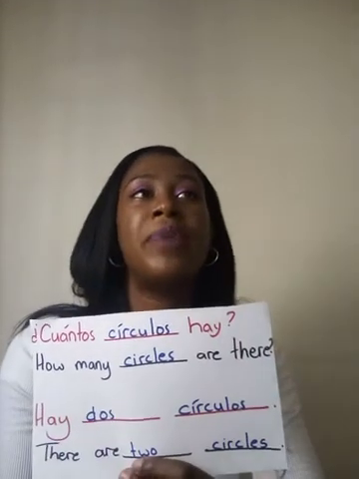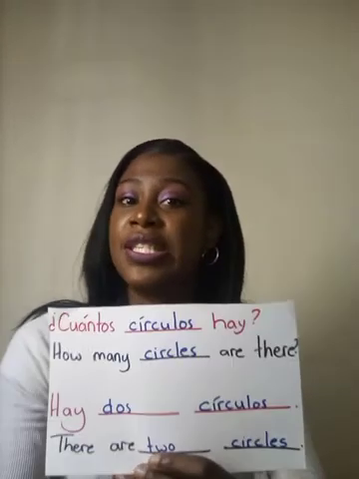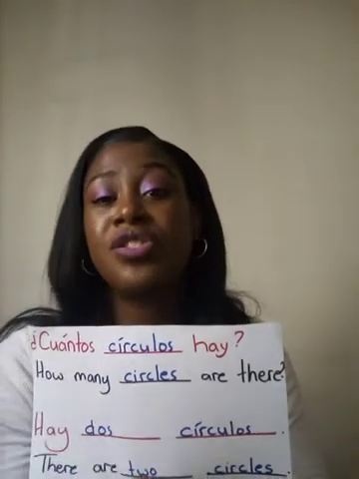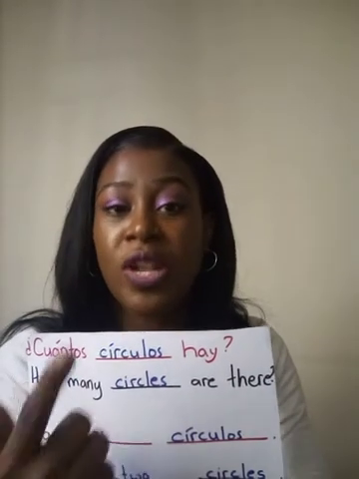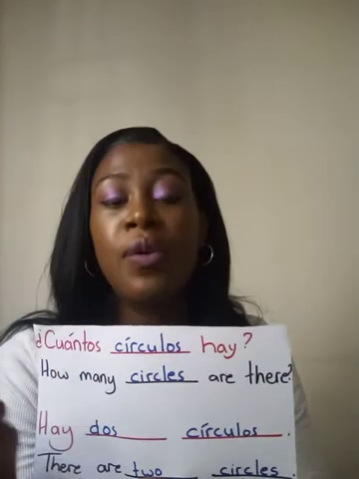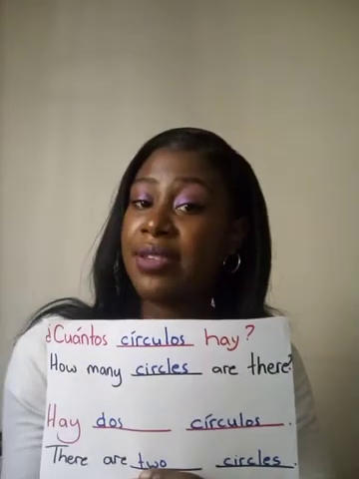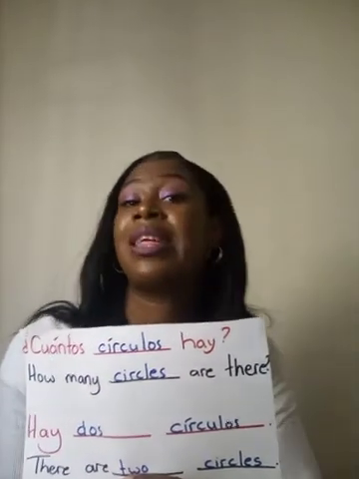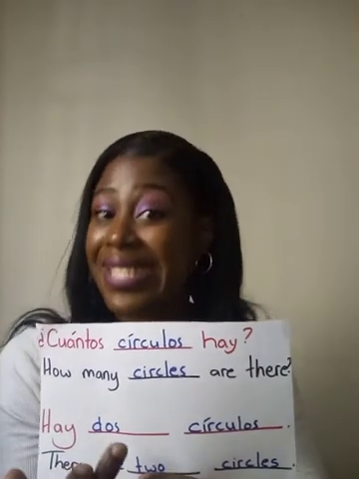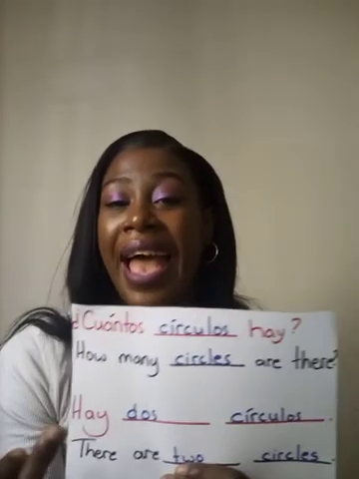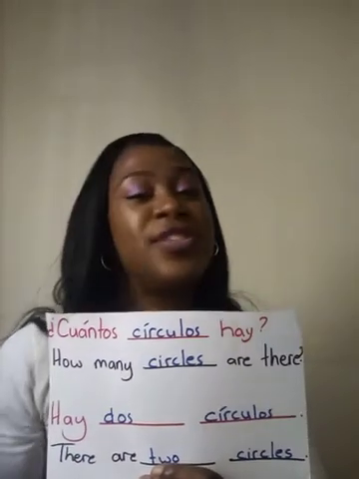Now, what about los triángulos? Say, for example, there were 10 triangles. So we would ask, ¿cuántos triángulos hay? So we change the name of the shape here. Whatever we're asking about, it goes here. ¿Cuántos triángulos hay? How many triangles are there? And remember, we're pretending that there are 10 triangles. So we would say, hay 10 triángulos. There are 10 triangles.